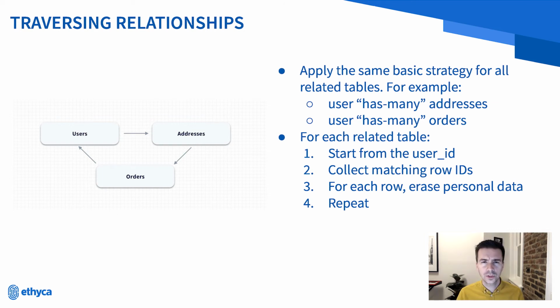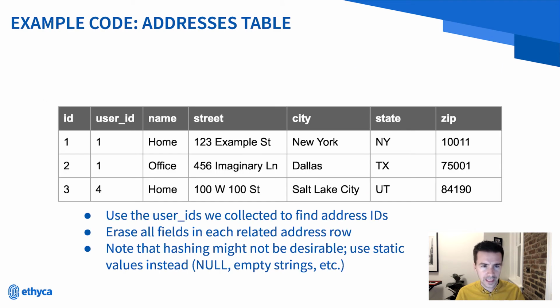All right, so once you've seen the basic algorithm, the traversal across tables in the same database or distributed across many is effectively just repeating the same thing. So in this example, let's assume a user has many addresses and orders, all of which need to be erased. So for each user request, we then perform the same steps on those related tables to collect matching IDs and erase the data. So let's take a look at those now.